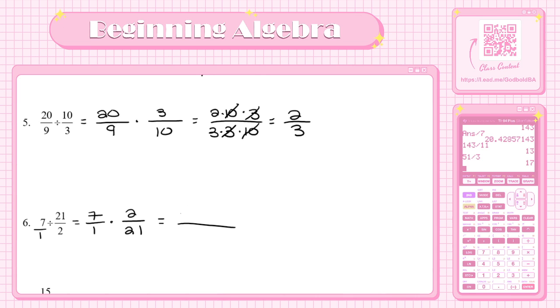Okay. So I've got a 7 times a 2 in the top. And I don't need to write that 1 here. But I do need to break that 21 up. That 21 is 7 times 3.